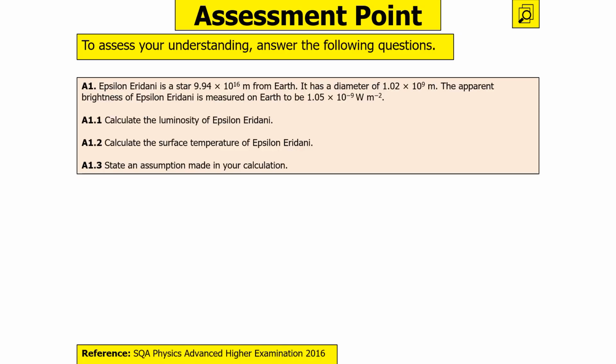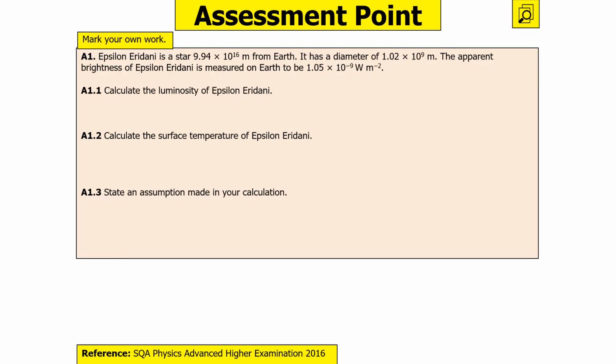The next question says, Epsilon Eridani is a star 9.94 times 10 to the 16 meters from the Earth. It has a diameter of 1.02 times 10 to the 9 meters. The apparent brightness of Epsilon Eridani is measured on Earth to be 1.05 times 10 to the minus 9 watts per meter squared. Firstly, calculate the luminosity of Epsilon Eridani, then calculate the surface temperature of Epsilon Eridani, and then state any assumption made in your calculation. So pause the video now, then unpause the video when you want to go through your answer.